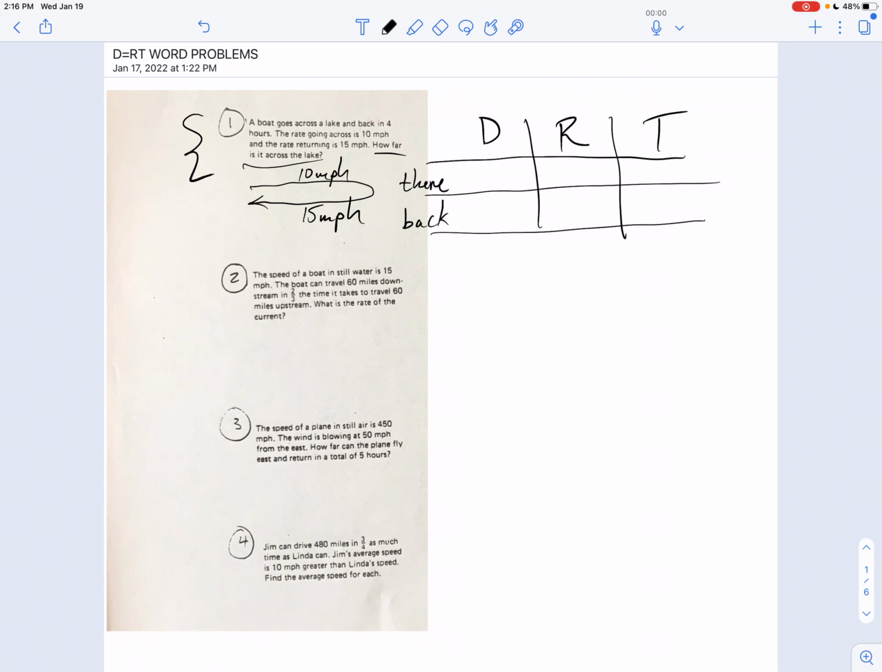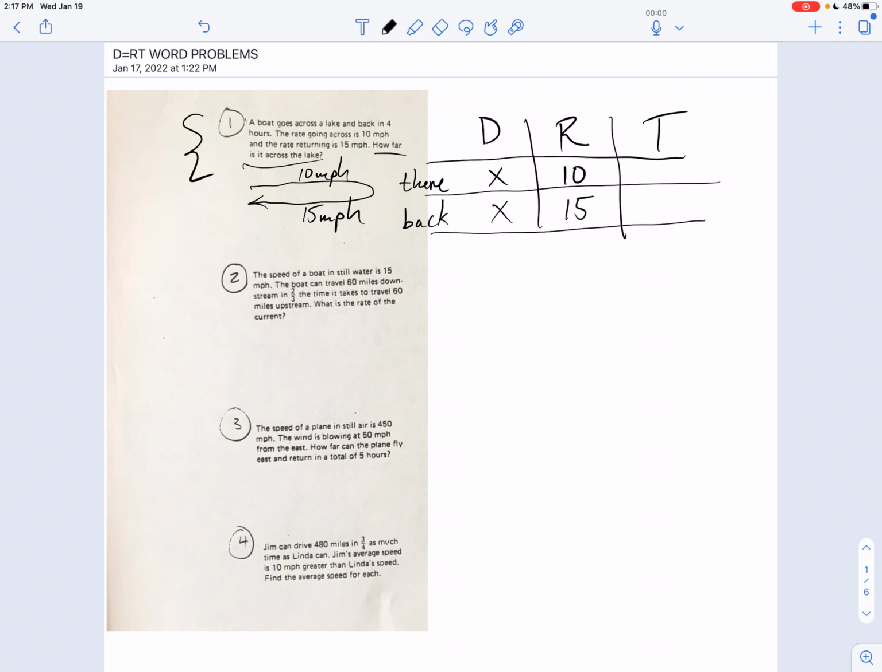Well, going there, I know I went 10 miles per hour. Well, 10 miles per hour, that's a rate. Coming back, I know I went 15 miles per hour. I know that's a rate. How far is it across the lake? I don't know. That's what they're asking. So I know the distance going there and the distance coming back is the same exact distance. It's not like they moved the lake once I got to the other side. They didn't back the other side up. So going there and back, same distance.